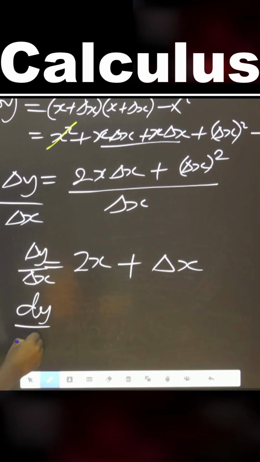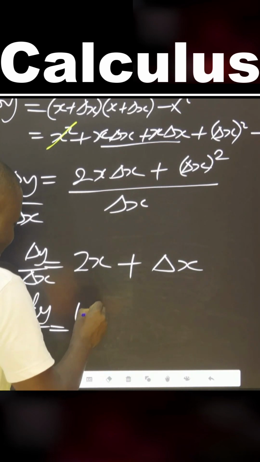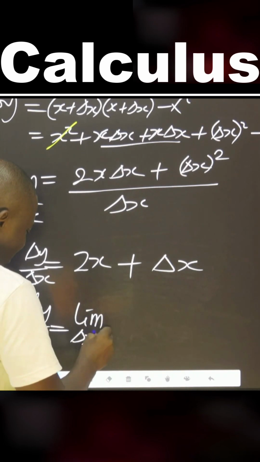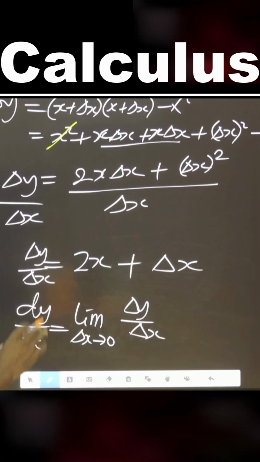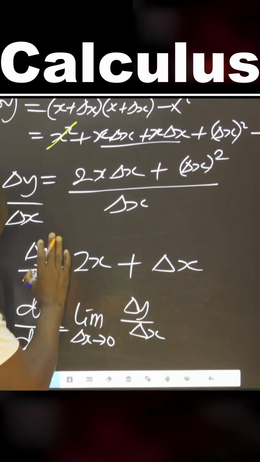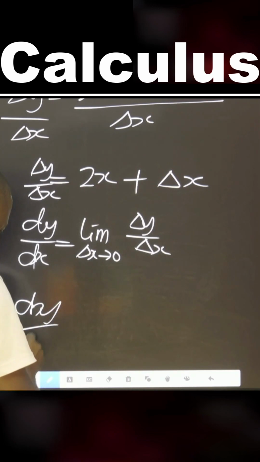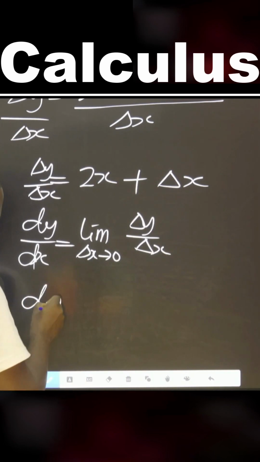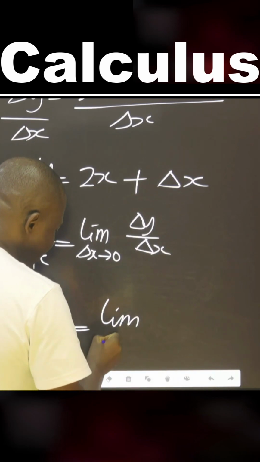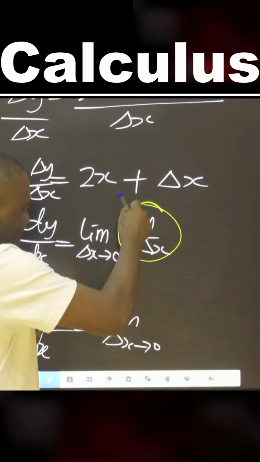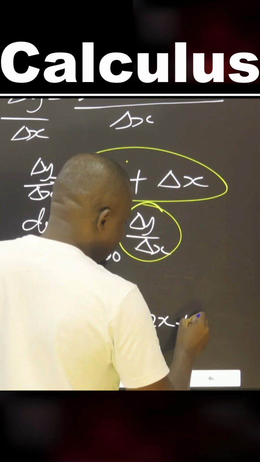So the dy over dx, which is the differentiation we are looking for, the derivative, is equal to limit as delta x is going towards 0 of delta y over delta x. That is the meaning of dy over dx. So the next thing we need to do now is to go back and say dy over dx is equal to this limit as delta x is going towards 0. What is this now? We use this one to replace it. That is 2x plus delta x.